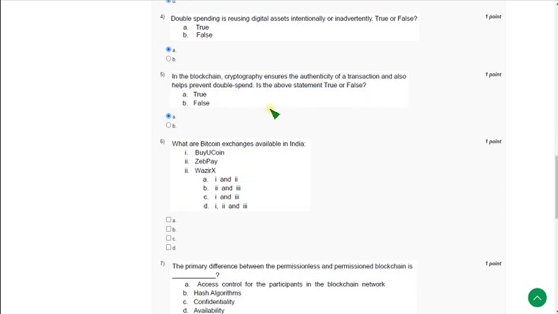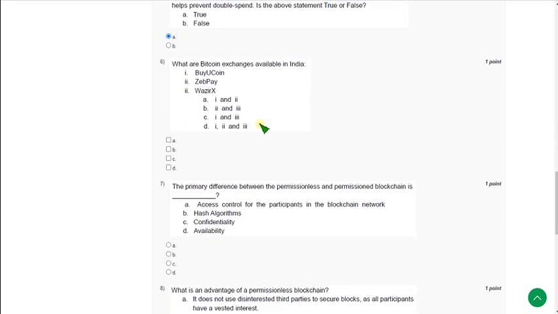And next question, that is the sixth one. What are the Bitcoin exchanges available in India? So for the sixth question, the answer is option D, 1, 2 and 3. That means BuyUcoin, ZebPay and WazirX. All three are correct. So option D is the correct answer.